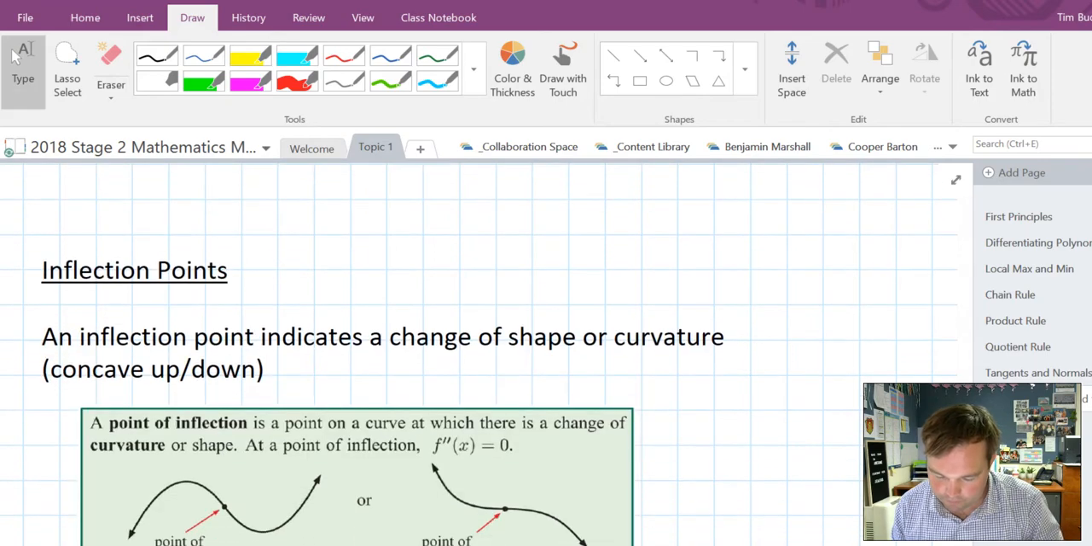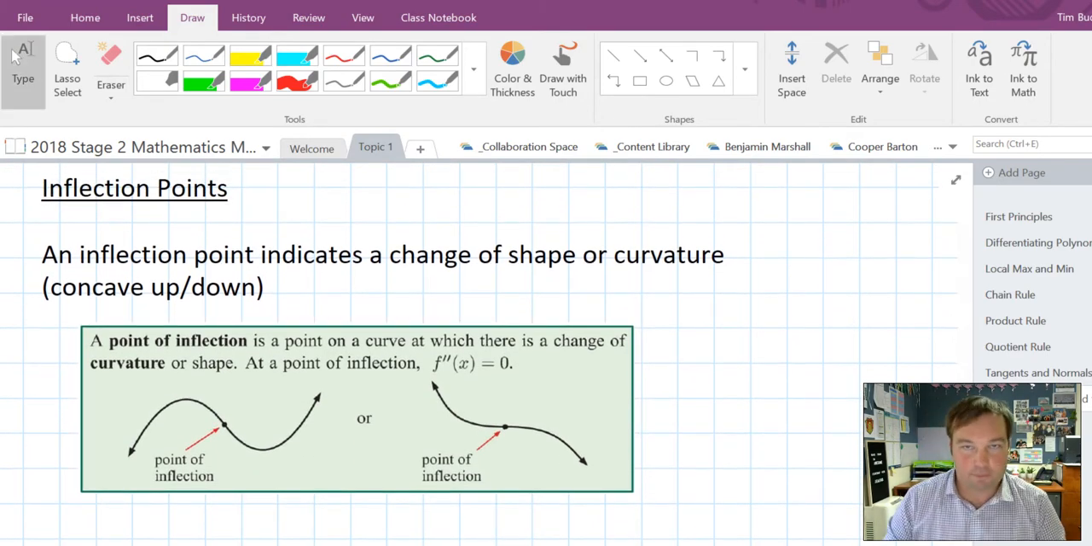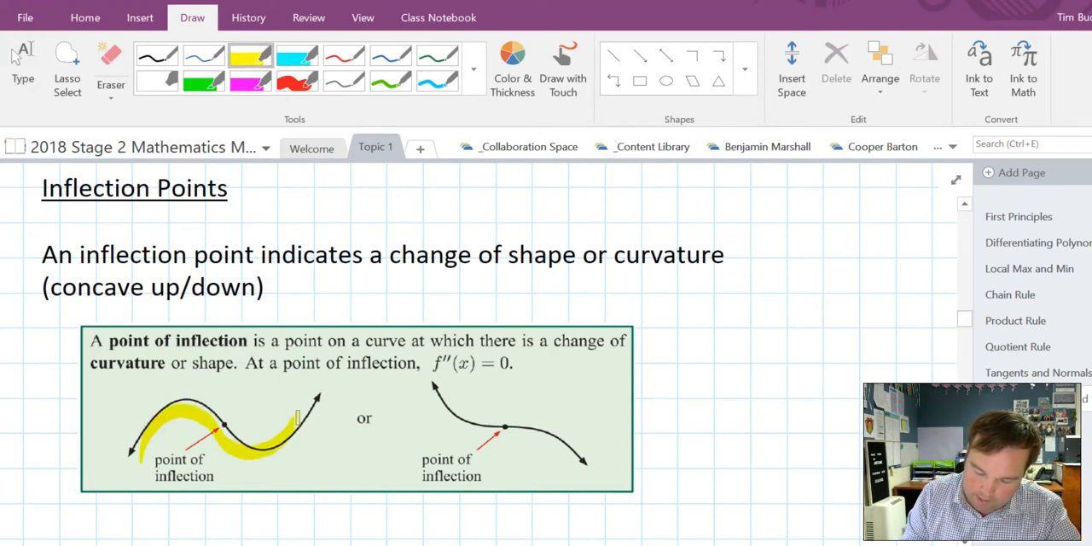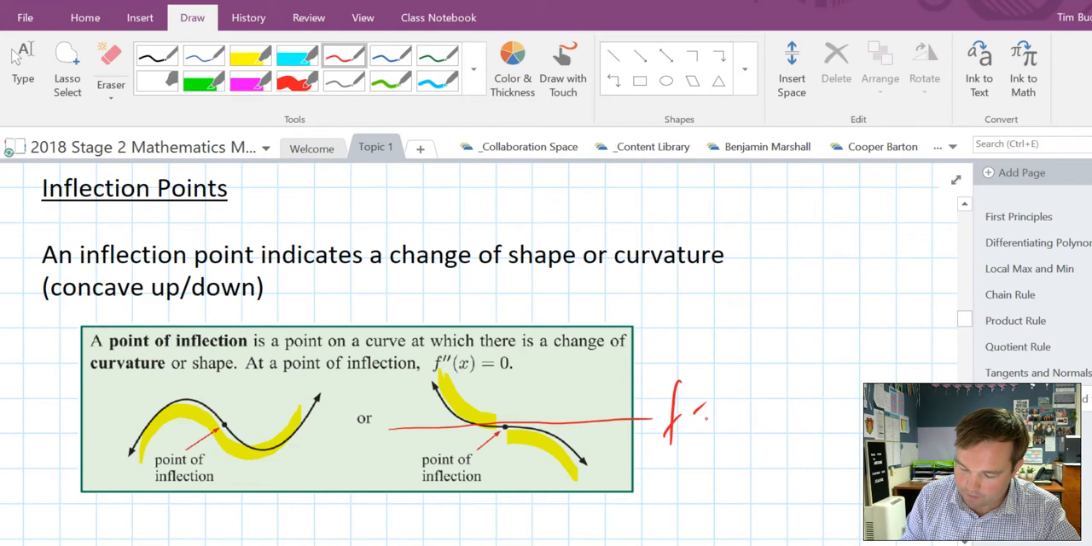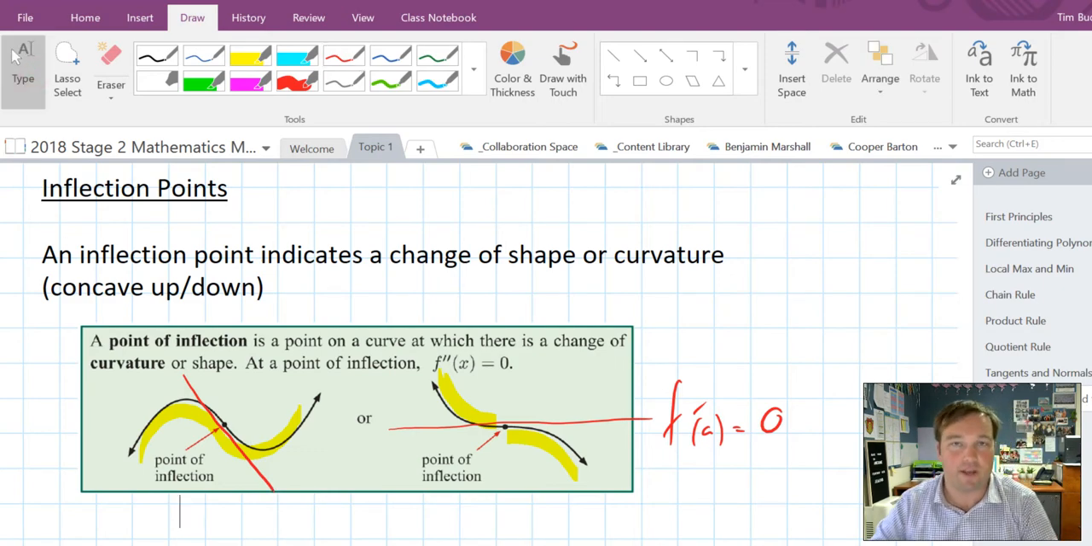Alright, so an inflection point is when there's a change in shape of curvature. So it goes from concave down to up or up to down. And that can happen in two different ways. Either we can go from here to here, or that there is concave up and concave down. Note we've seen this type of inflection point before because the gradient is equal to 0. So when f dash at a certain point is equal to 0, that's what we call a stationary inflection point. This one here is a non-stationary inflection point because the tangent at the turnover point from concave down to concave up does not have a slope of 0.